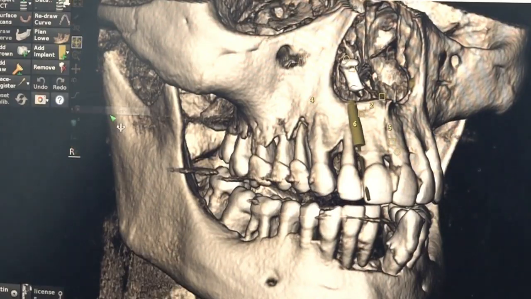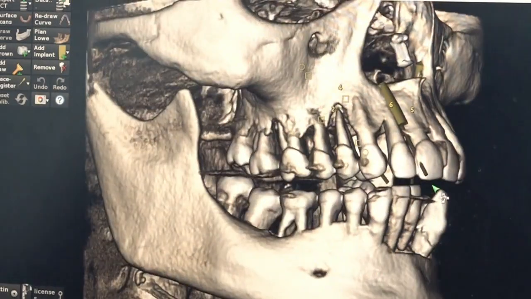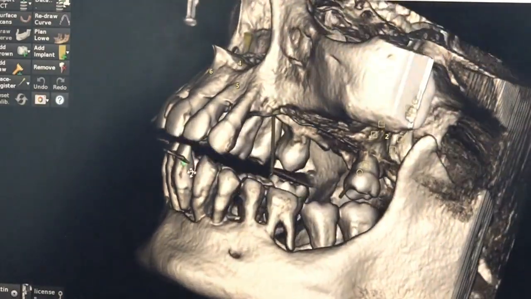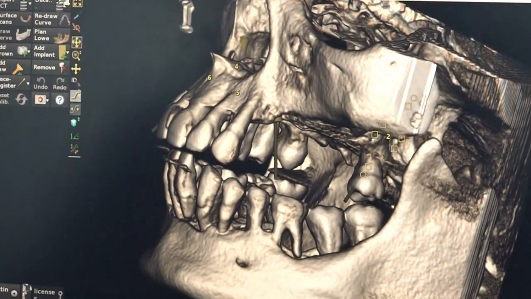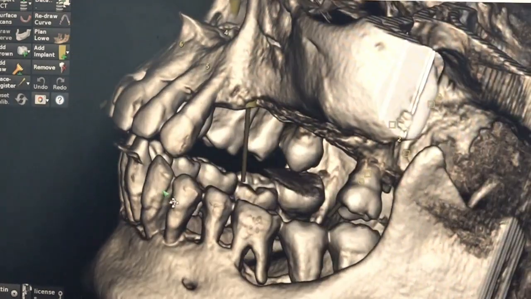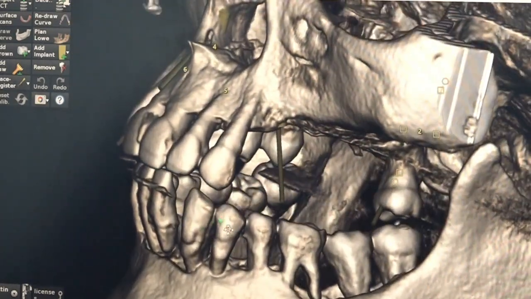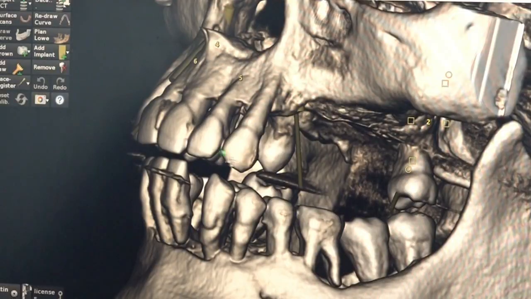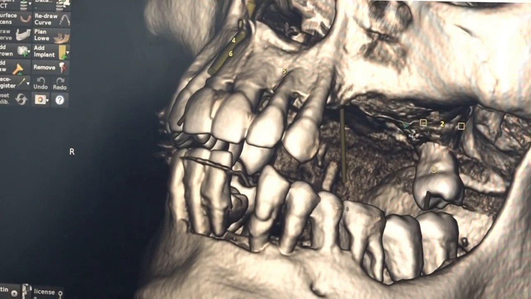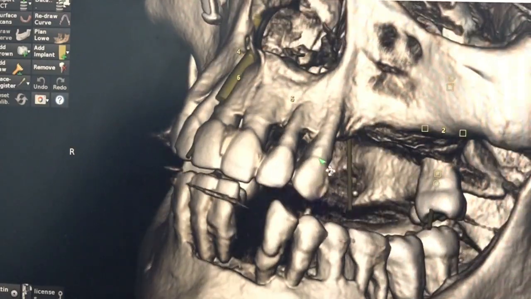So a gross idea about the bone loss and bone level we can see from this 3D reformatted view. We can observe the severe bone loss in the left quadrant. Post tooth loss, there is complete alveolar bone loss. Even the bone loss is still at the zygoma level, zygomatic buttress level.